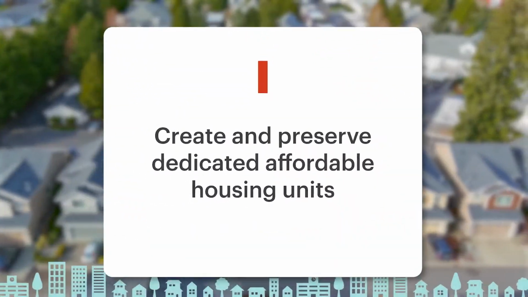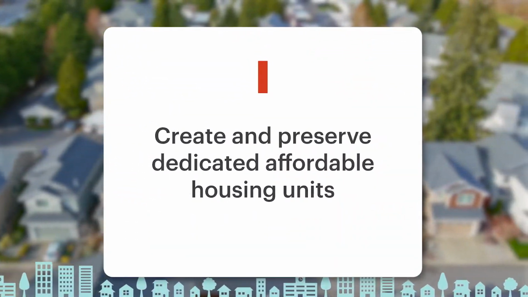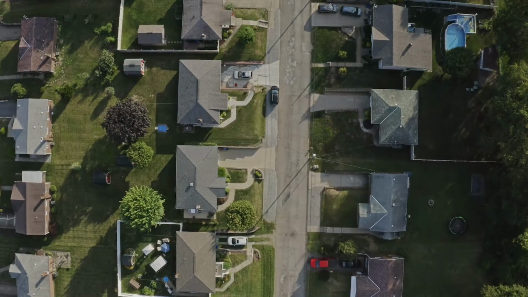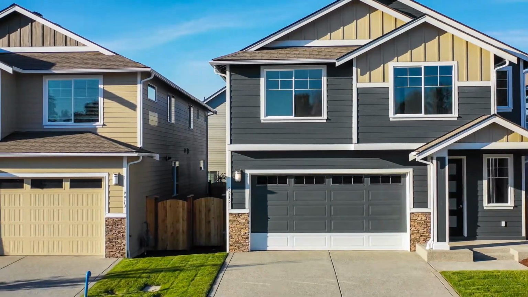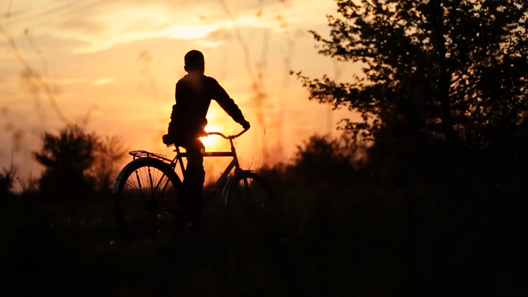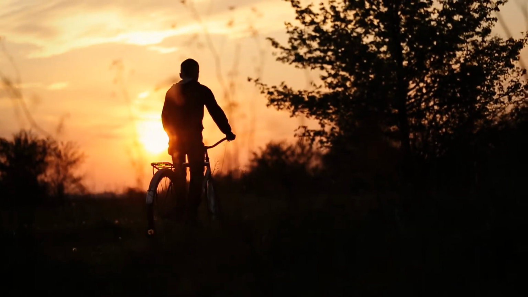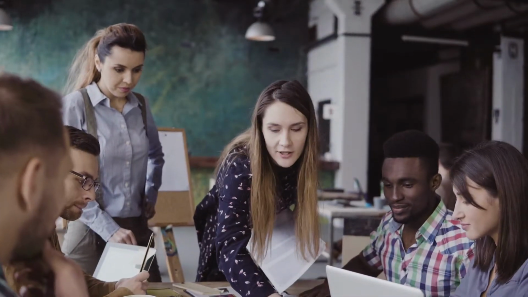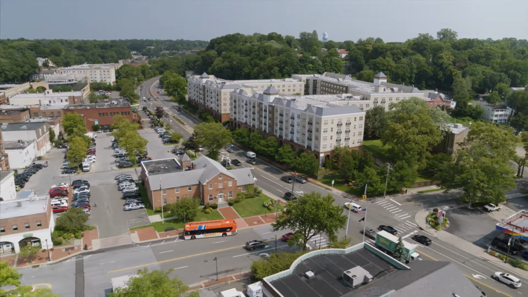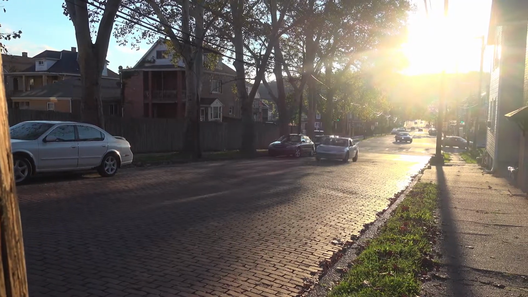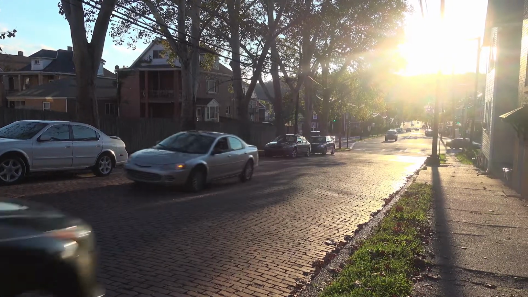1. Create and preserve dedicated affordable housing units. Creating and preserving dedicated affordable homes is critical for ensuring that units remain affordable and available to low or moderate income households. The policies listed under Pillar 1 include things cities, towns, and counties can do to create and preserve the stock of dedicated affordable housing.